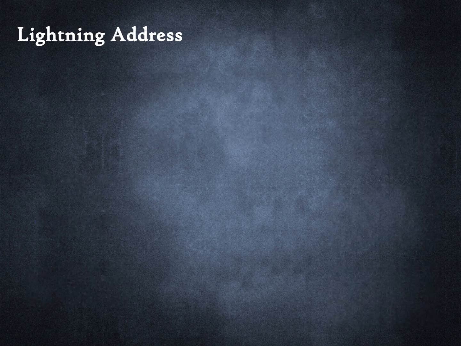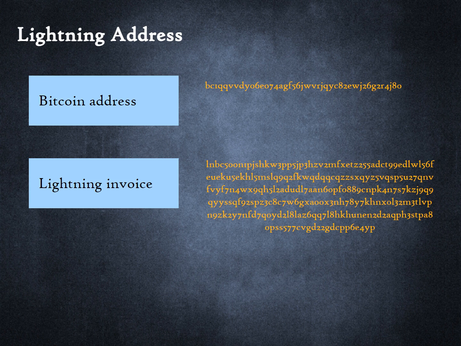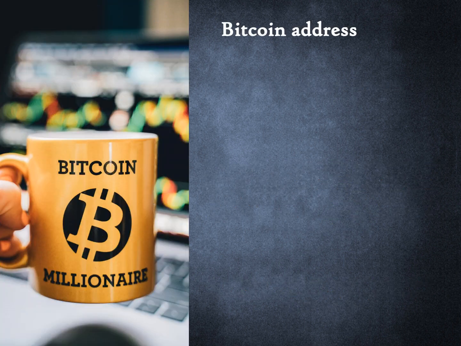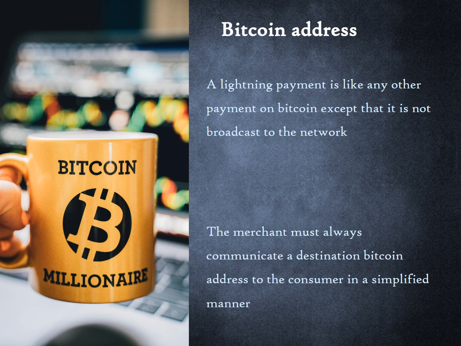Next, we will cover the concept of the Lightning address. We can distinguish between three concepts. The Bitcoin address. A Lightning invoice address. The Lightning address. A Lightning payment is like any other payment on Bitcoin except that it is not broadcast to the network. Hence, the merchant must always communicate a destination Bitcoin address to the consumer in a simplified manner like a QR code that the consumer can scan. Next, we will learn why we may wish to add some more information to the merchant QR code.